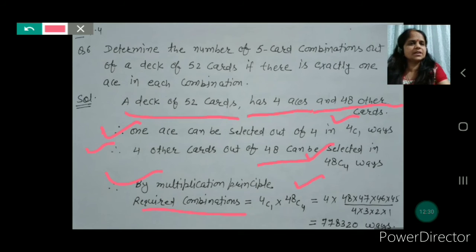48C4. 4C1 means 4, and 48C4 means 48 into 47 into 46 into 45, in the denominator it is 4 into 3 into 2 into 1. Multiply this, you will get the answer.